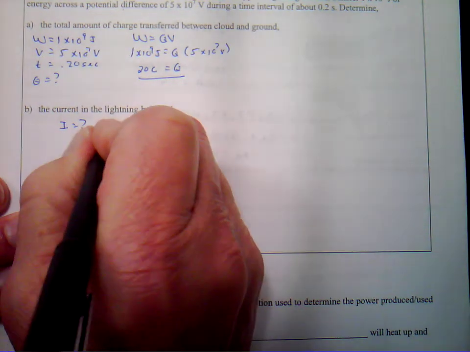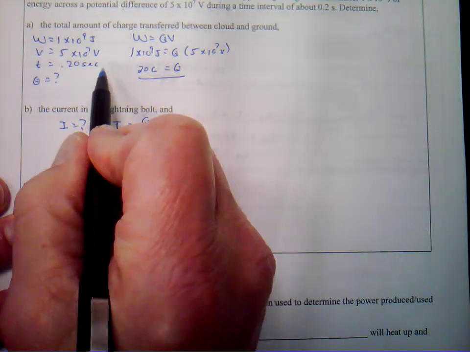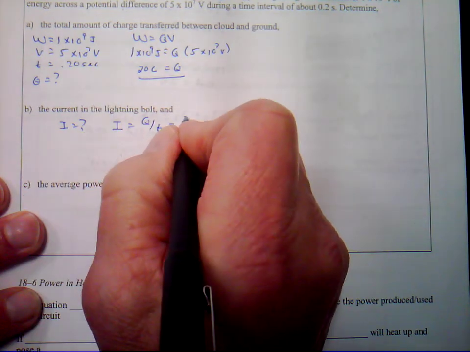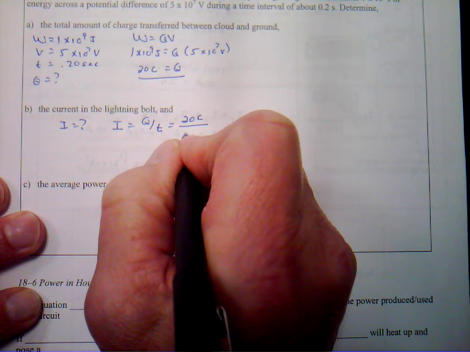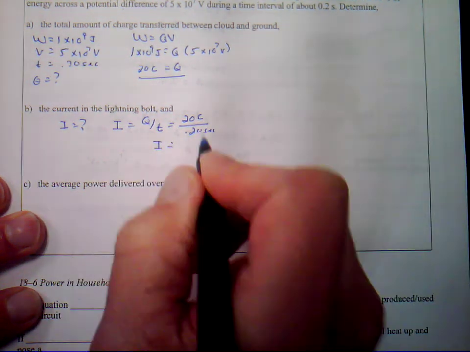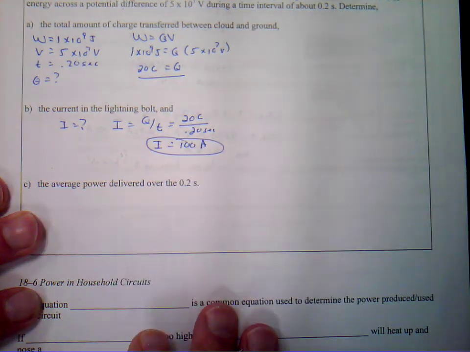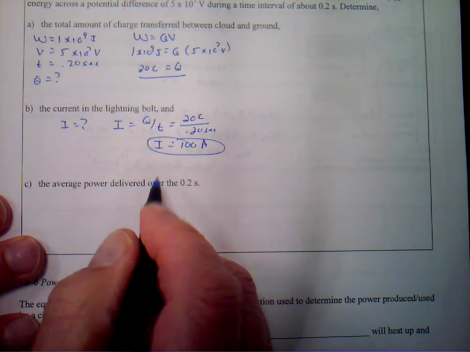What's the current in the lightning bolt? So we're solving for current. The equation for current is charge over time. We have the charge and we have the time. This is going to be 20 coulombs divided by 0.20 seconds. We get that current to be 100 amps.